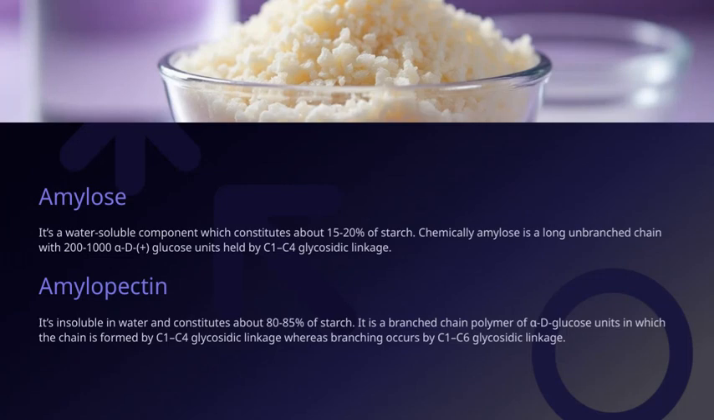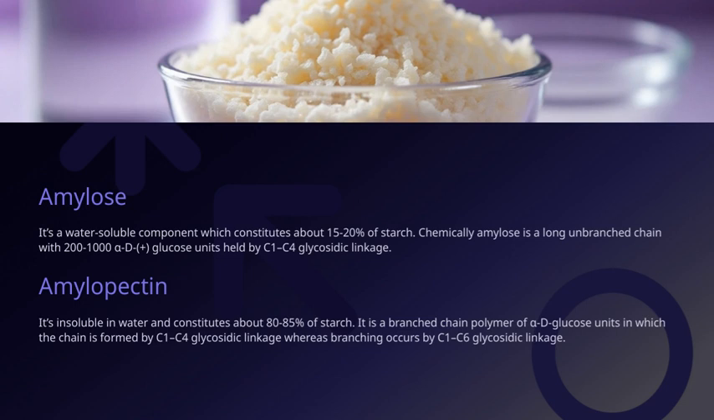Now, let's take a closer look at the two main components of starch. First, we have amylopectin. It's insoluble in water and makes up about 80 to 85% of starch, which is quite significant. Amylopectin is a branched chain polymer composed of alpha-D-glucose units.